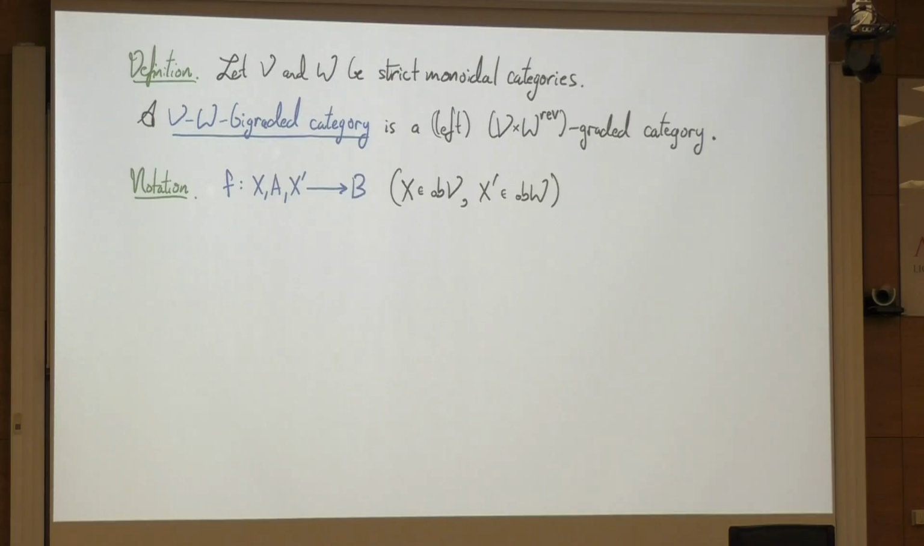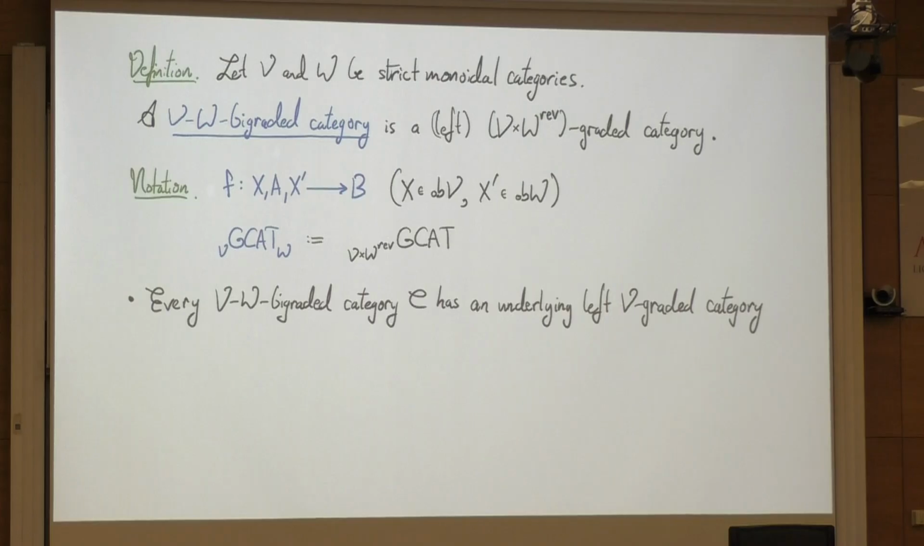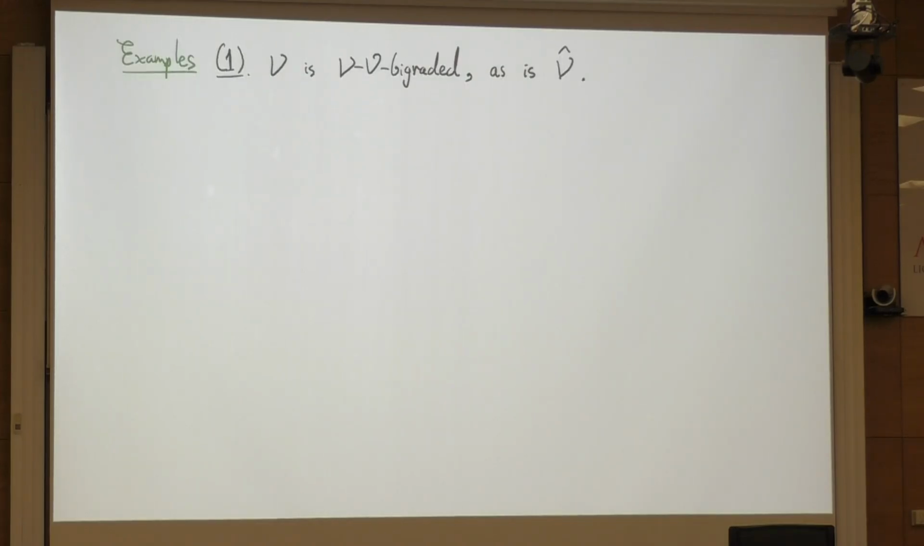And with this definition, we employ also the following notation. The grade of a graded morphism here is a pair consisting of an object x of V and an object x prime of W, but we write this in the following way with x on the left and x prime on the right. And you'll see this is very convenient. I'll use the following notation for the two category of V-W bigraded categories. And then every V-W bigraded category has an underlying left V-graded category and also an underlying right W-graded category.